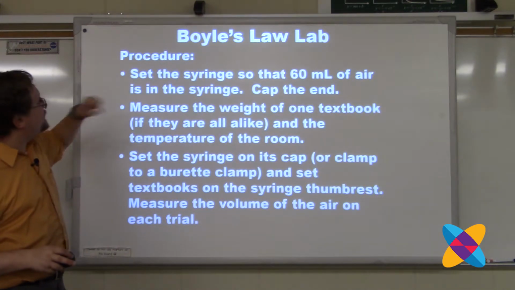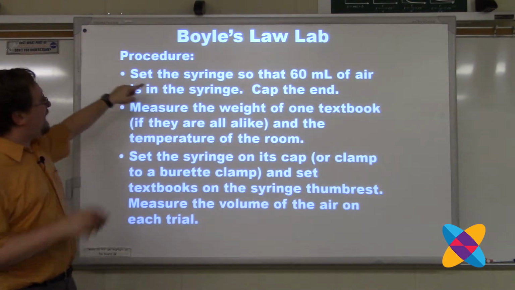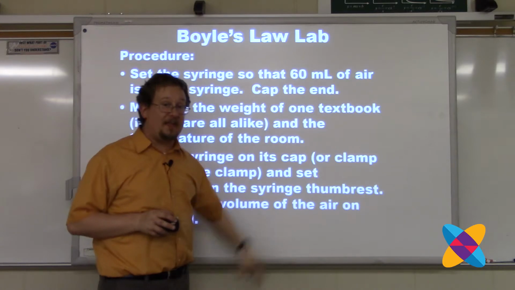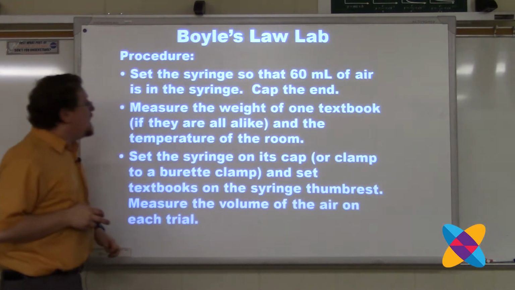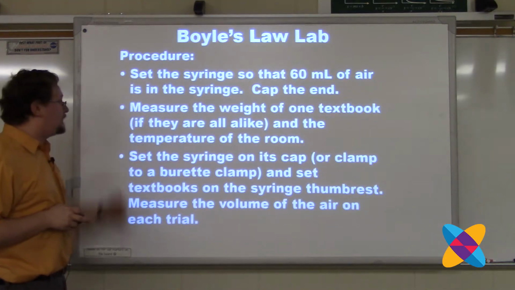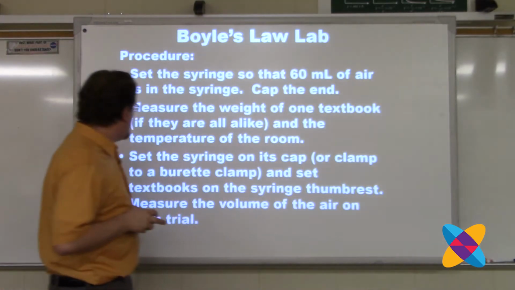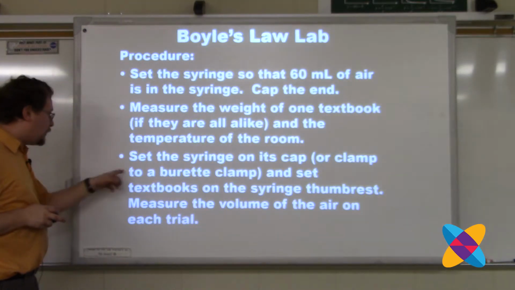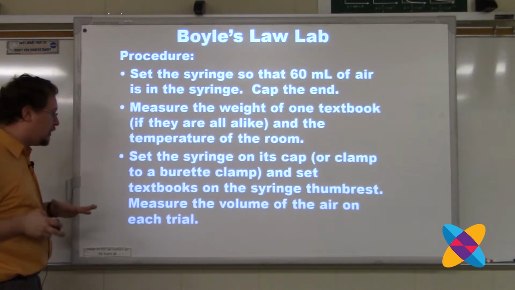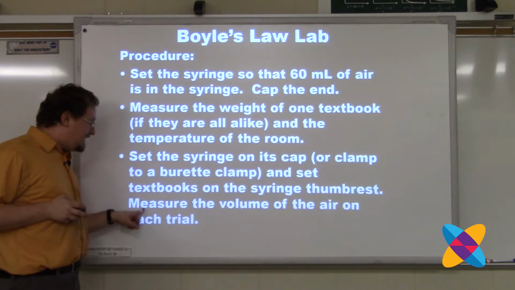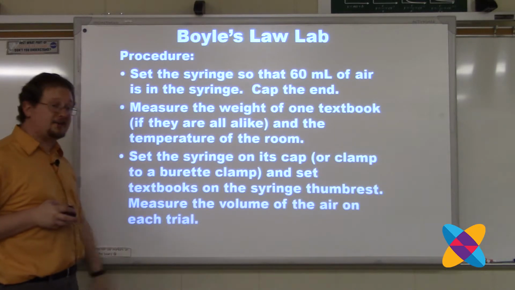Okay, set the syringe so that there is 60 milliliters of air in the syringe. Cap the end with your Luer-Lock cap. Measure the weight of a textbook. If they're all the same, you need to know how much weight you're putting on the syringe. Okay. Set the syringe on its cap or clamp it to a burette clamp so it's vertical, and set the textbooks on the thumb rest. And then measure the volume of the air on each trial.